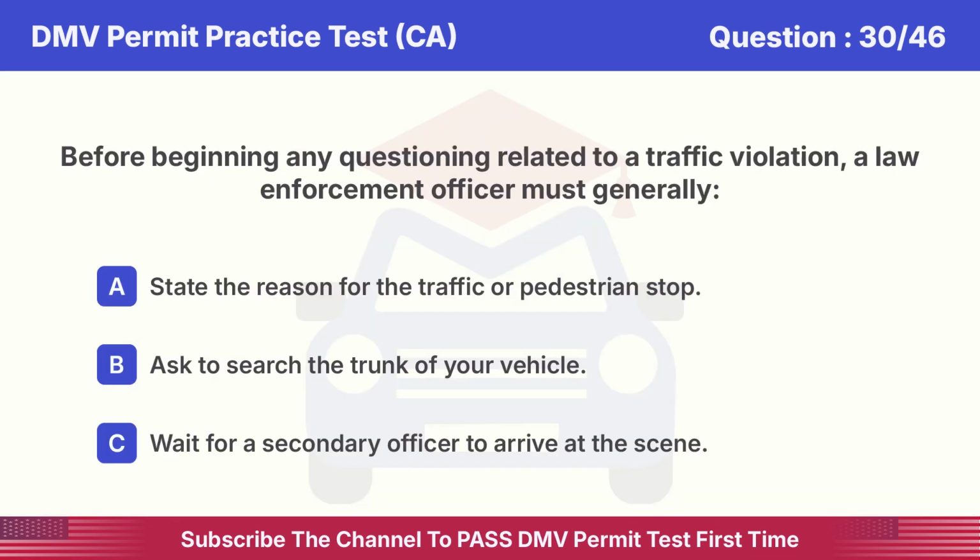Question 30. Before beginning any questioning related to a traffic violation, a law enforcement officer must generally: Option A, state the reason for the traffic or pedestrian stop. B, ask to search the trunk of your vehicle. C, wait for a secondary officer to arrive at the scene.